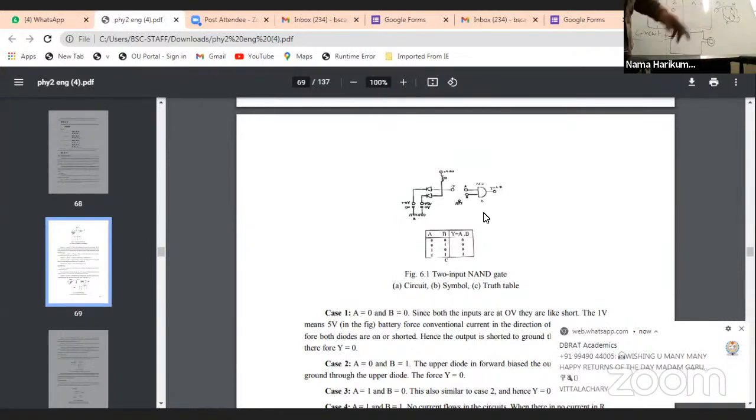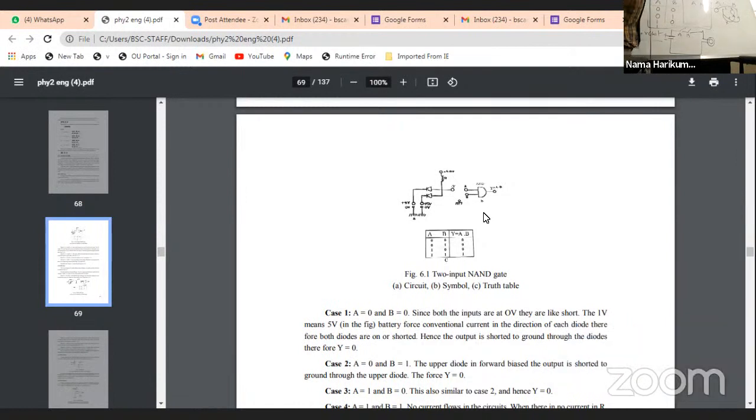Now A and B, both terminals, are open. The negative terminal is directly connected to the LED bulb, and the positive terminal has two inputs, A and B. Both are open, so the output value is zero. Zero means the light is not glowing. This is the first one.